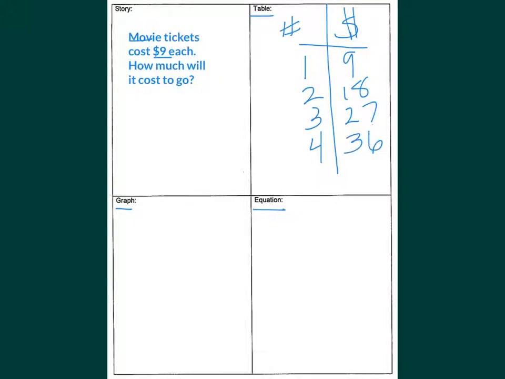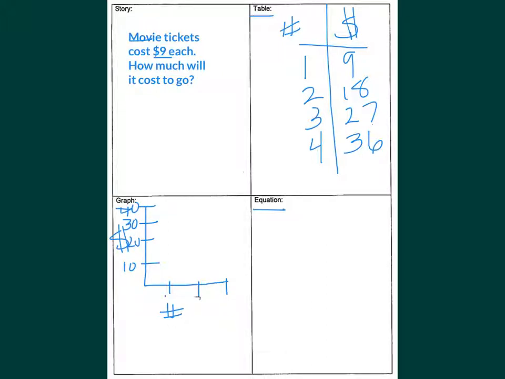To make your graph, you would want the number of tickets on the bottom, on the x-axis, because that's your input, and you would like the dollars on your y-axis. 1 ticket, 2 tickets, 3 tickets. You might label it $10, $20, $30, going up by tens.